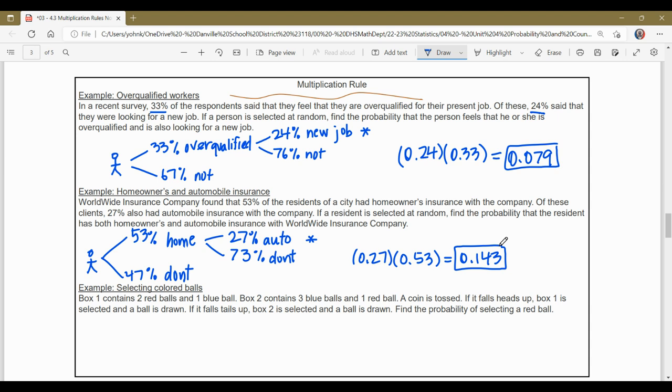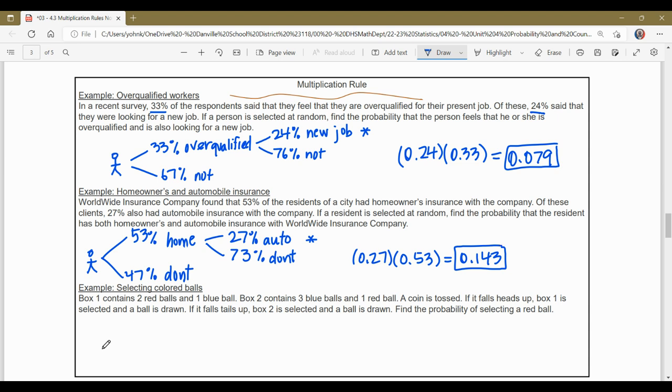All right, selecting colored balls. Box 1 contains 2 red balls and 1 blue ball. Box 2 contains 3 blue balls and 1 red ball. A coin is tossed. If it falls heads up, box 1 is selected and a ball is drawn. If it falls tails up, box 2 is selected and a ball is drawn. Find the probability of selecting a red ball.